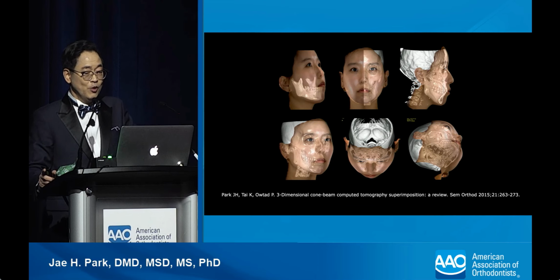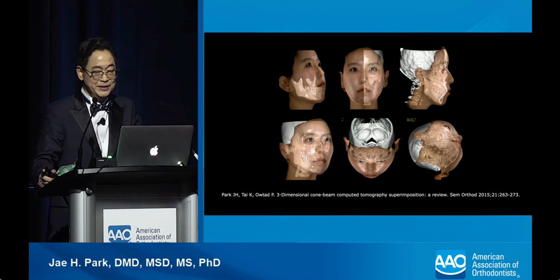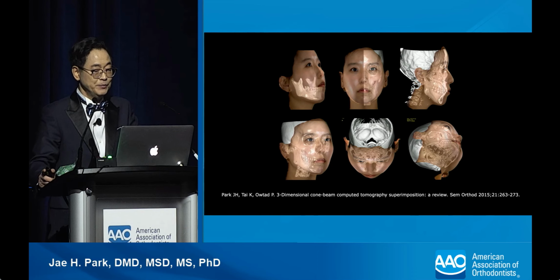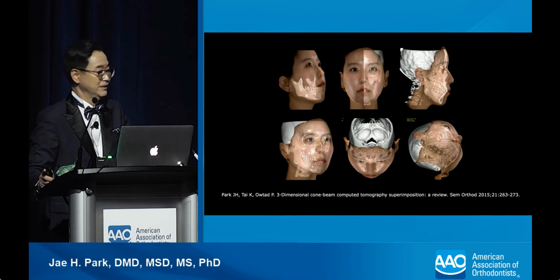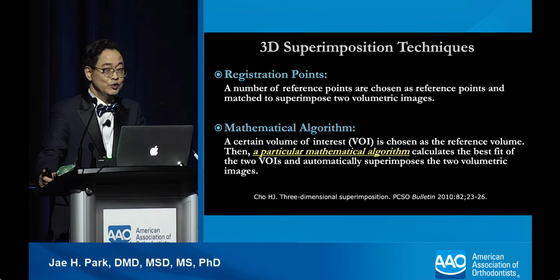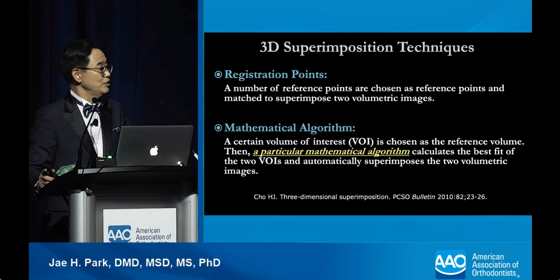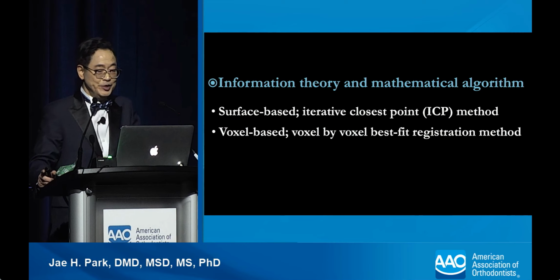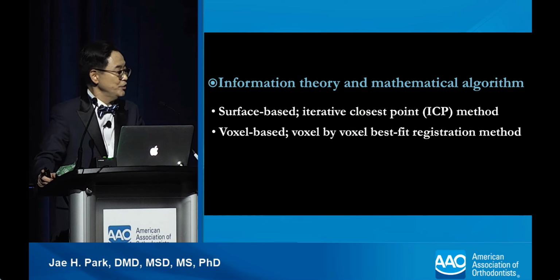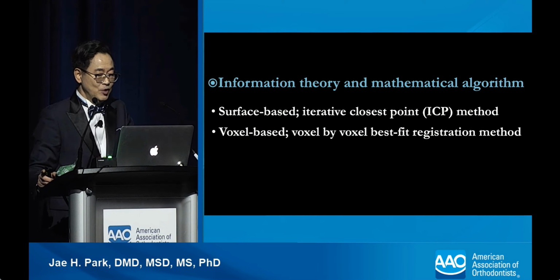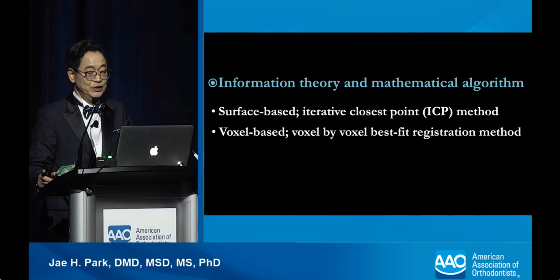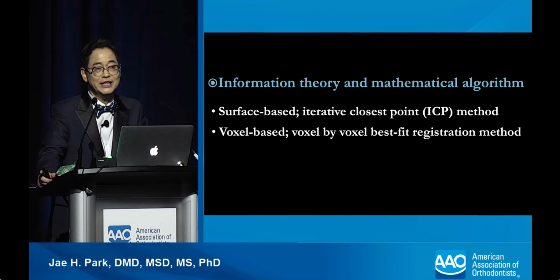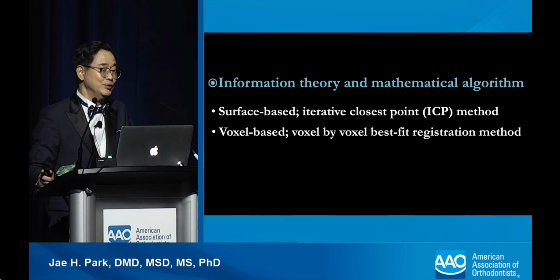This image shows 3D photo superimposition of CBCT scans by the iterative closest point, or ICP, method. Generally, there are 2 approaches to 3D superimposition: use of the restoration point or a mathematical algorithm. In information theory and mathematical algorithms, there are 2 registration methods: surface-based registration with the ICP method and the voxel-based registration method. Because our research was more focused on the ICP method, in my presentation I present the 3D superimposition technique based on the ICP method.